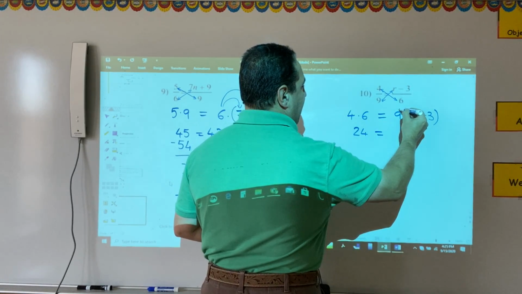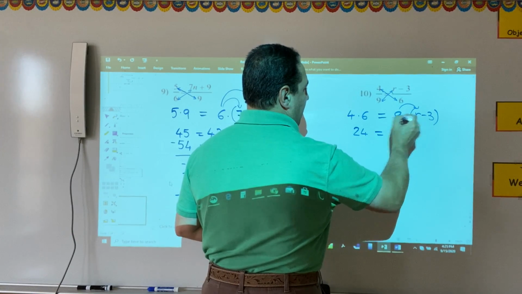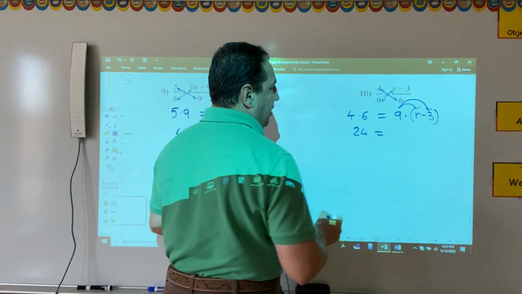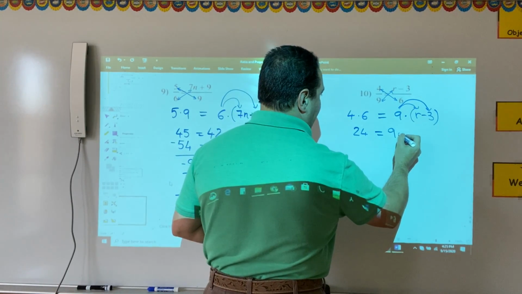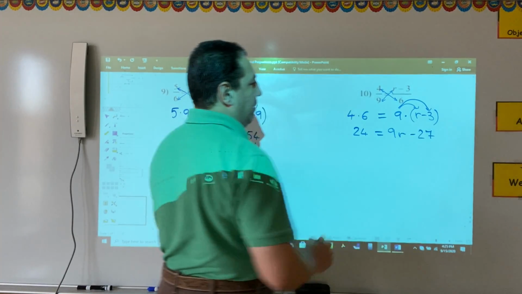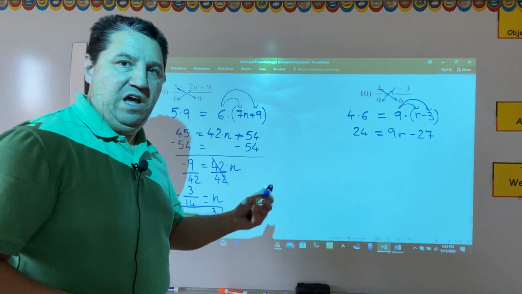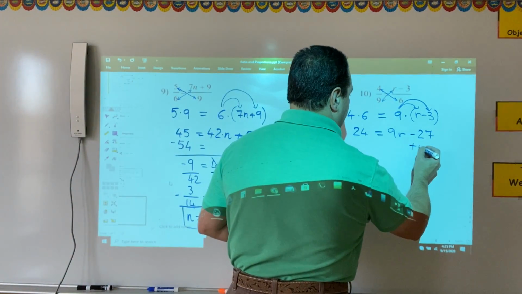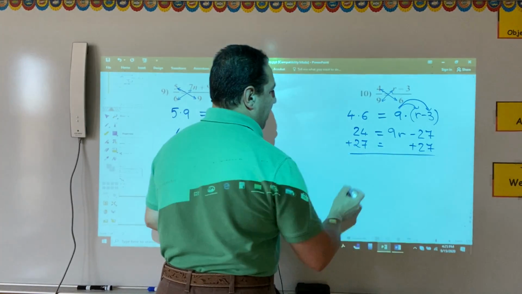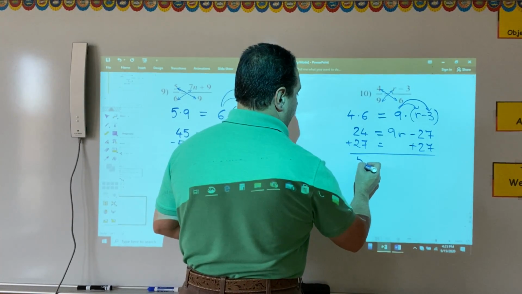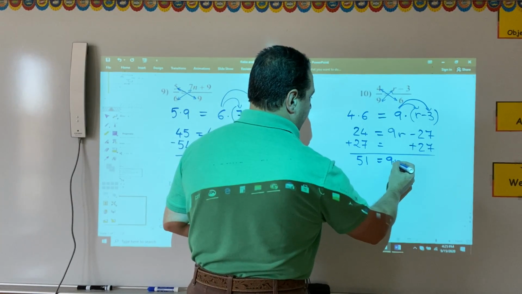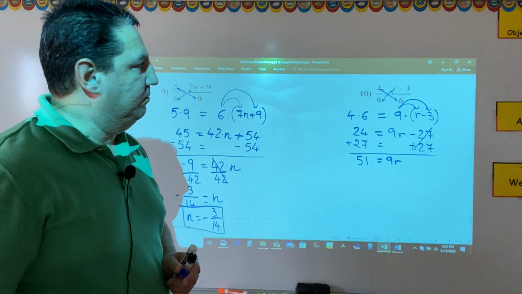Then, we use again the distributive property of multiplication over subtraction this time. We distribute. So, 9 times r would be 9r. 9 times negative 3 would be negative 27. Next, we get rid of 27. We add 27 on both sides. And we get 51 here equals 9r. These two cancel out.